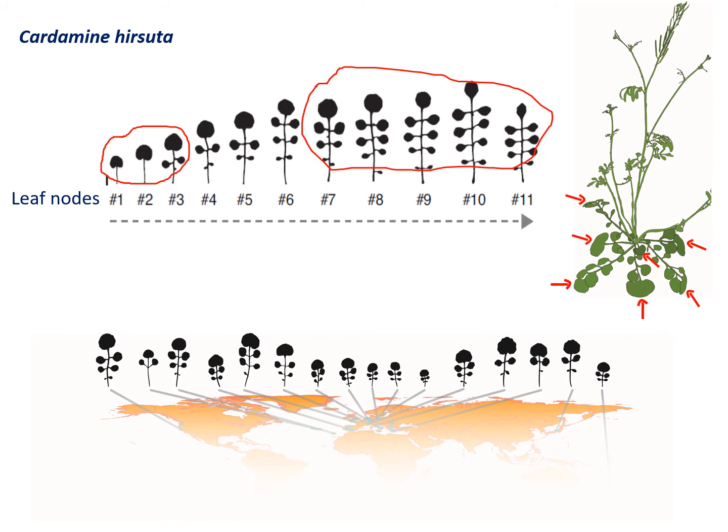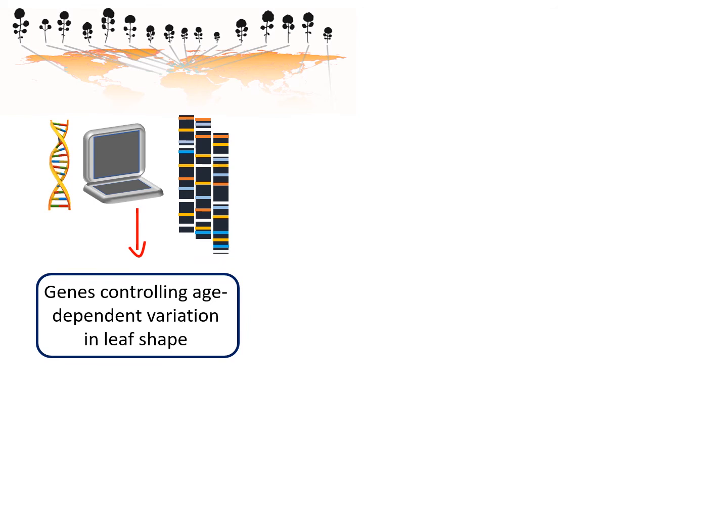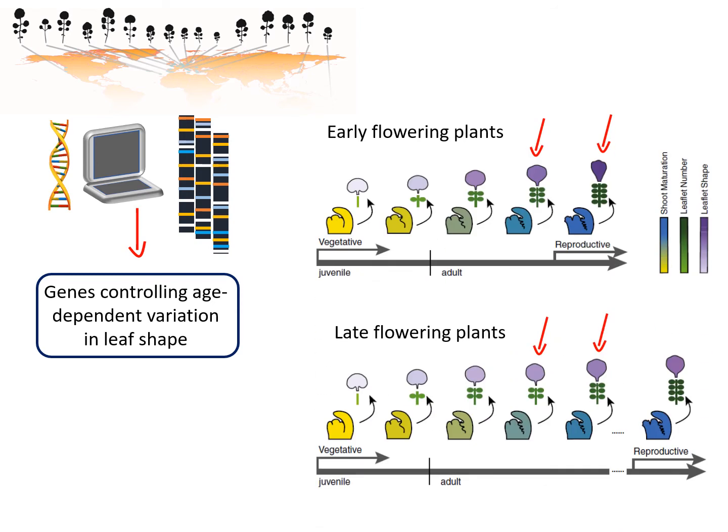flowering time. Taking advantage of this variation in leaf morphology and using genetics as a tool, we in our group identified genes controlling age-dependent variation in leaf shape. And previous studies in our group showed correlation between leaflet number and flowering time. Early flowering plants produce more leaflets at the same leaf nodes compared to the late flowering plants.